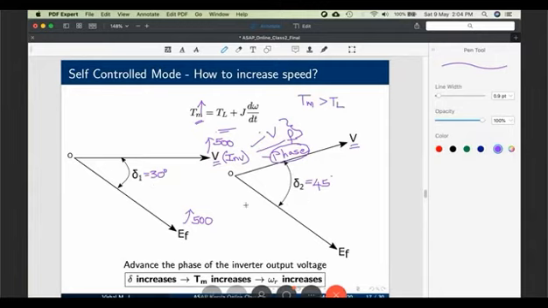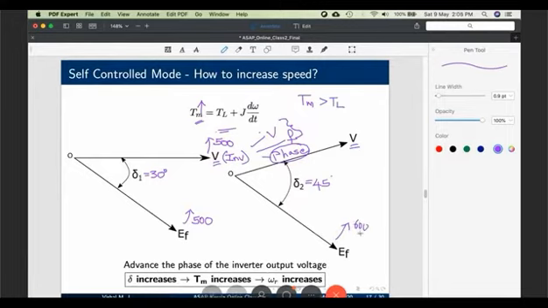Now delta has increased, because the inverter could control the phase of its output voltage. Delta increases from 30 to 45. Sin 45 is more than sin 30, so your machine torque increases. If your machine torque increases, your speed also will increase. At 45 degrees, this speed has increased to 600 RPM.